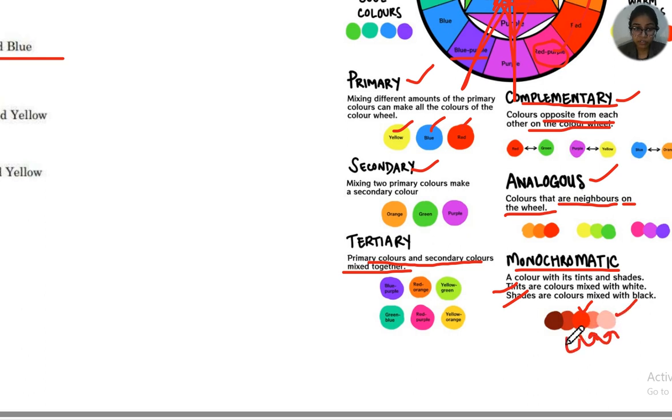But when you mix black, it starts getting deeper, and hence you can see the result. This is the deepest one. So this is the monochromatic color. When we talk about the tint and shade of any color, this whole pattern can be called monochromatic.